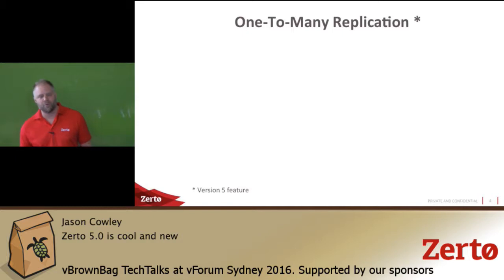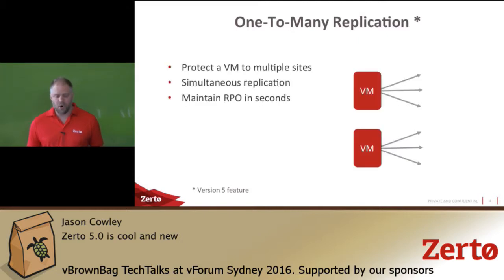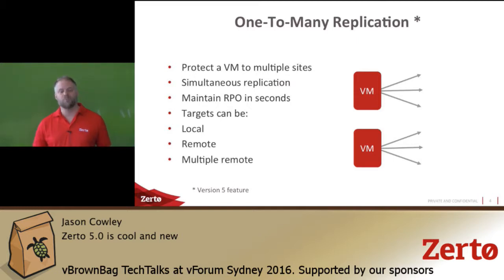So the first feature that we want to go through is probably my favorite, the one I'm most excited about, is something called one-to-many replication or multi-site replication. What multi-site or one-to-many replication is, we're able to take a production single virtual machine and replicate it simultaneously to different sites, okay? And we maintain our RPO of seconds, okay? So we don't lose any performance or anything like that, and we're able to simultaneously replicate single VMs to multiple locations. So the type of targets that we'd be looking at are potentially a local target and a remote target, or even multiple remote targets.